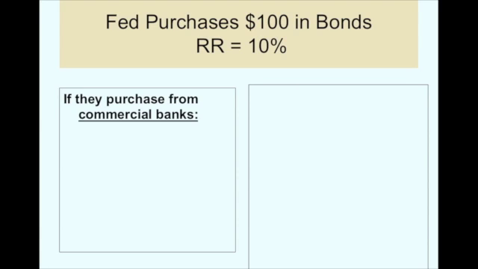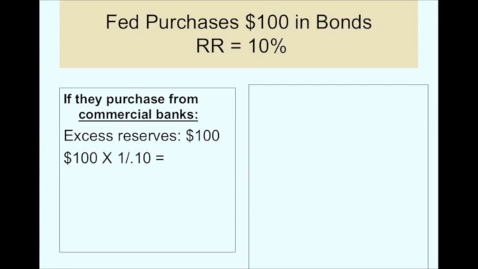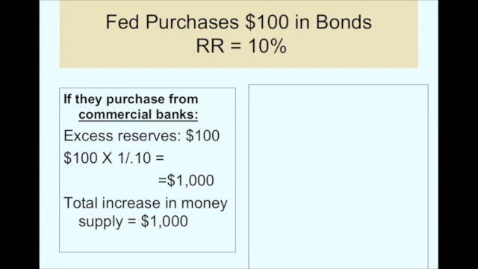If they purchased $100 in bonds from a commercial bank, the commercial bank does not have to hold on to any of that money as required reserves, since it's not a deposit into the bank. Because of that, excess reserves generated from this is $100. The bank is allowed to loan out all $100. You take that amount of excess reserves times 1 over 0.10, 1 over the reserve requirement, and that will get you $1,000. The total increase in the money supply would be $1,000.